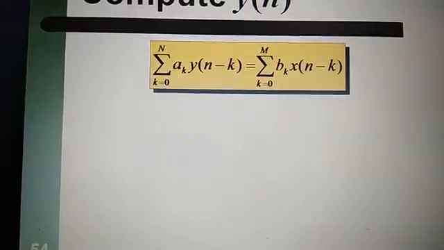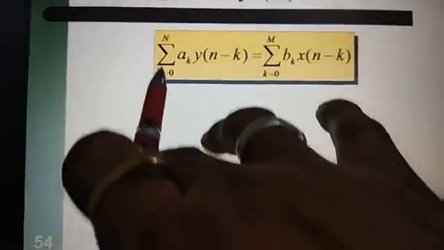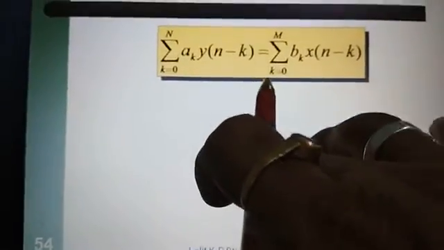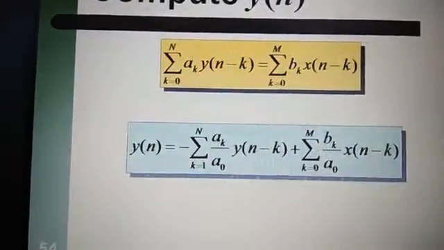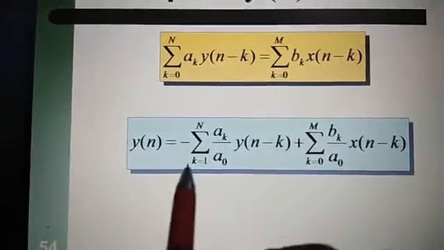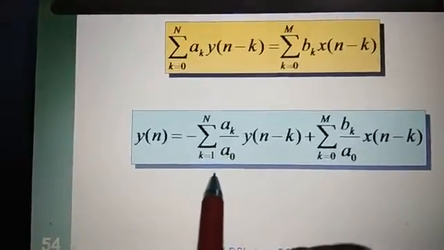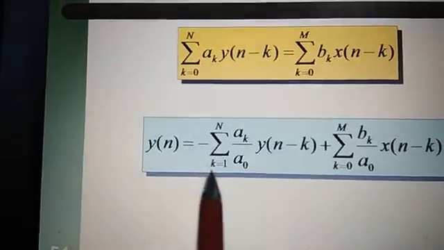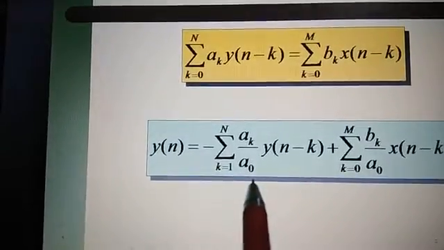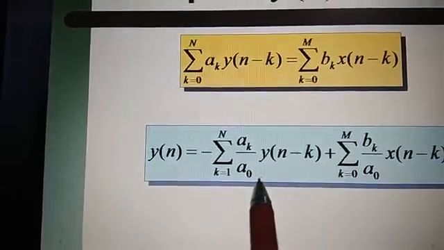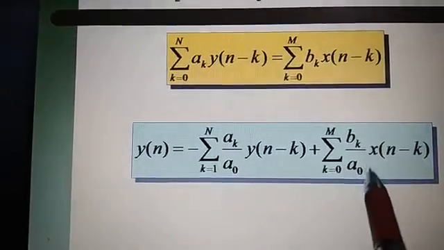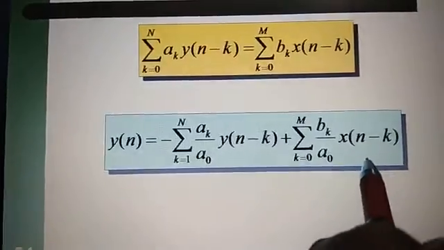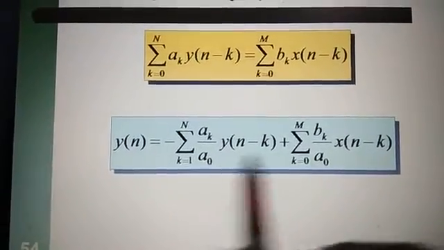This is the difference equation given once again: summation k equal to 0 to n, a_k y of n minus k, and summation k equal to 0 to m, b_k x of n minus k. Then y of n is equal to minus summation k equal to 1 to n, a_k by a0, y of n minus k, plus summation k equal to 0 to m, b_k by a0, x of n minus k. a0 is divided to both sides.